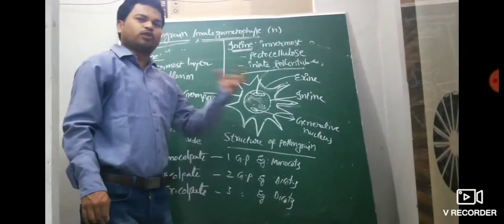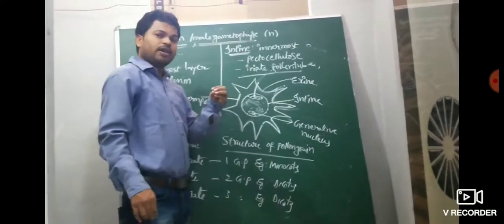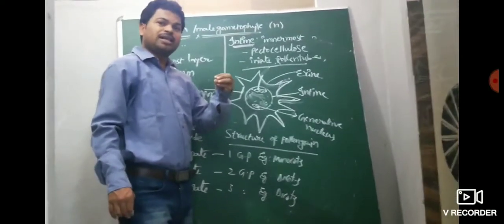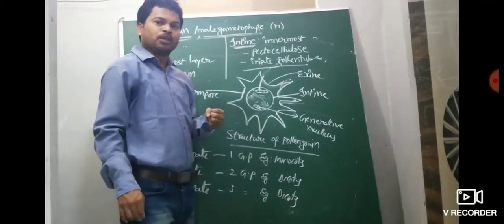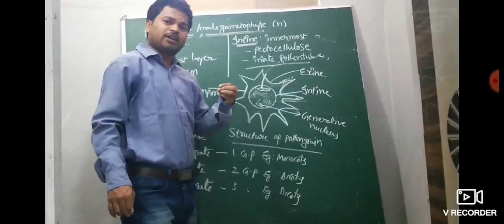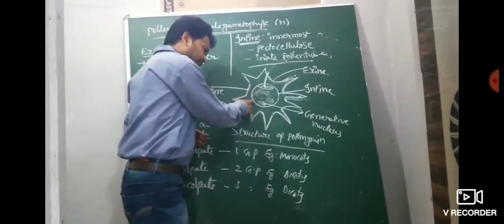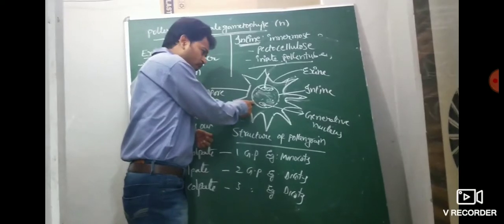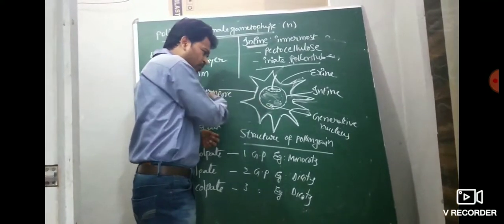Sir, what is the meaning of that, sir? Generally, when the pollen grain reaches the stigma, it germinates and develops the pollen tube. So the pollen grain germinates and develops the pollen tube. So this intine initiates the pollen tube. The pollen tube needs to come outside now.